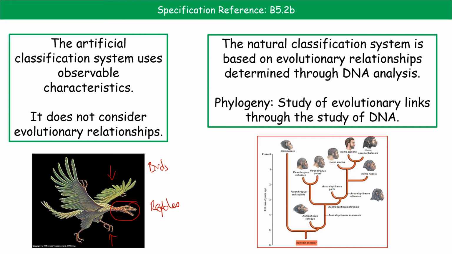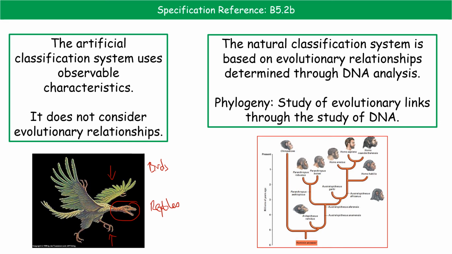We have the second option of the natural classification system. Now, this is based on evolutionary relationships, and the way we've worked out those evolutionary relationships is through analysing the DNA of all these different species. So once we analyse the DNA, what we're really doing is having a look how similar those DNA sequences are. If they're very similar to one another, that means that those two species are actually very similar to each other. So they must have a common ancestor in the recent past. And we build up this kind of family tree, if you like, of these little links between the different species.